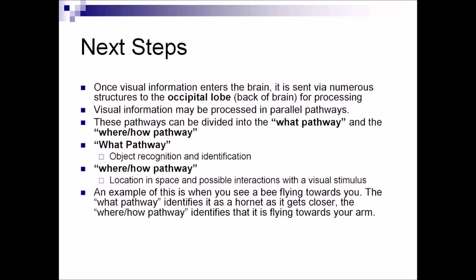One example of this is if you were to see a bee flying towards you in the distance, and as the bee gets closer, the what pathway would identify that it's actually a hornet once it comes into view, whereas the where/how pathway can identify that it's flying towards your arm and then make the decision to move out of the way or swat at it.